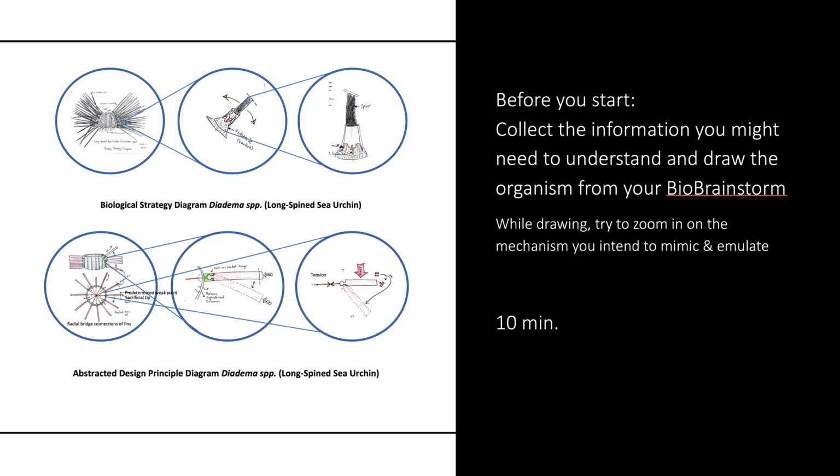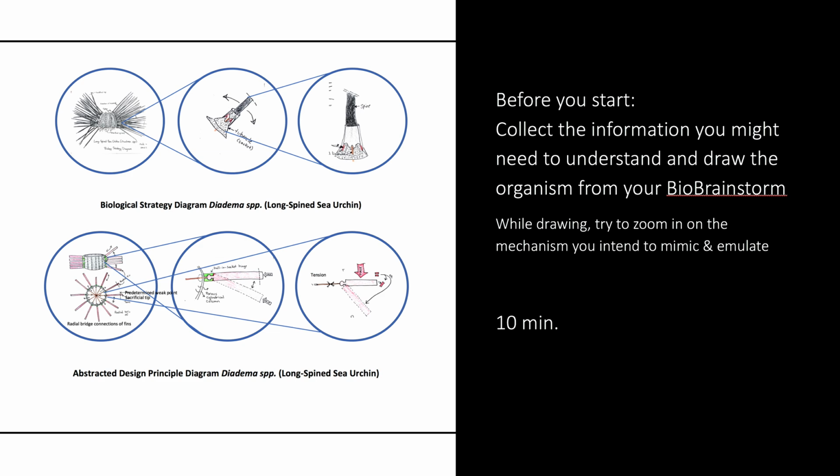So, before you start, you collect all the information you got in the bio brainstorm. You've already made some drawings of the biological organism itself. You've looked at specific parts of the organism, and then you can organize these from the whole organism and then zooming in, as we did here before, closer and closer to the mechanism, what's happening.